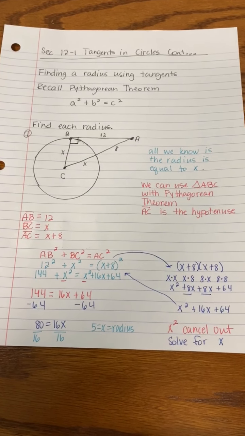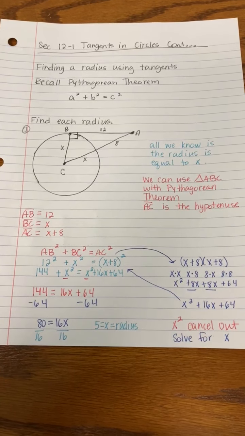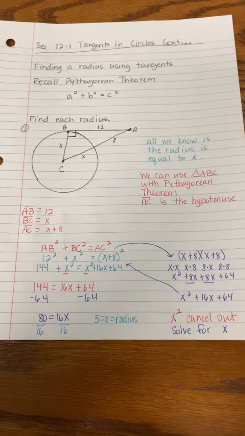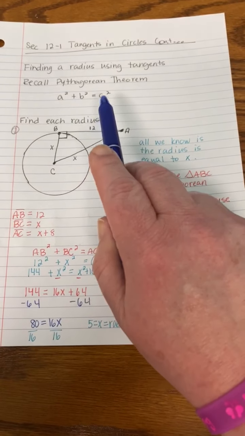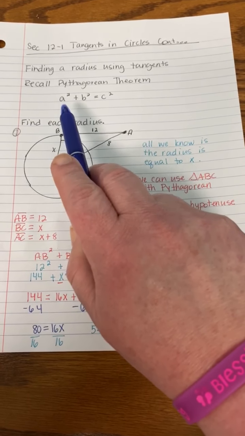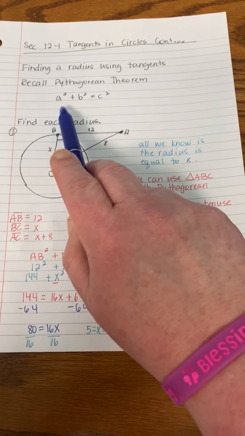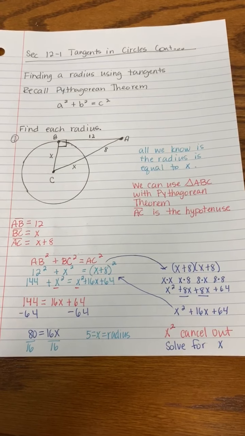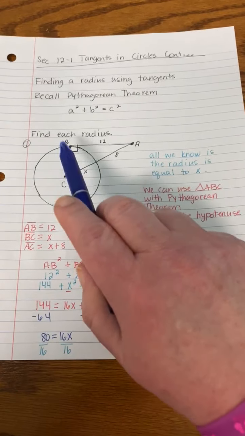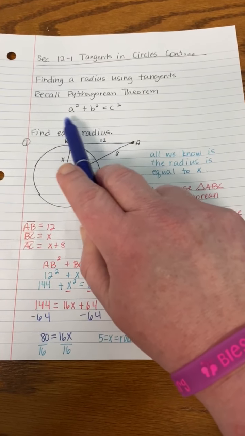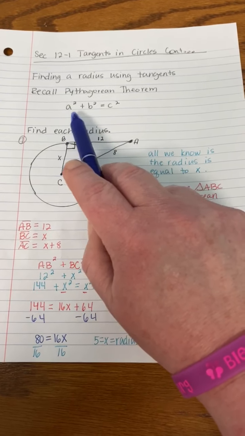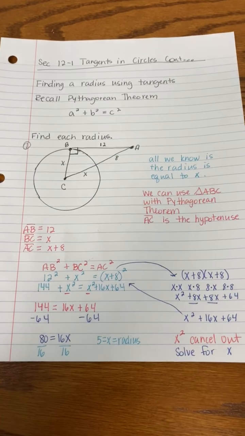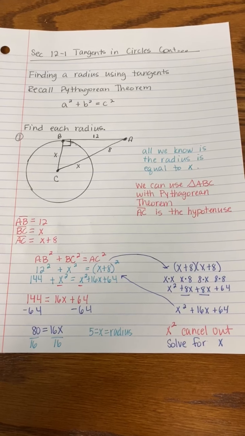Alright guys, we're going to continue on with section 12-1, tangents and circles. And what we're going to do is use the Pythagorean theorem on this one. So we've got to go back to our Pythagorean theorem, a squared plus b squared equals c squared. Remember, a and b are your legs, the two sides that form the right angle. And then c is the side, the hypotenuse, that's opposite the right angle, okay?